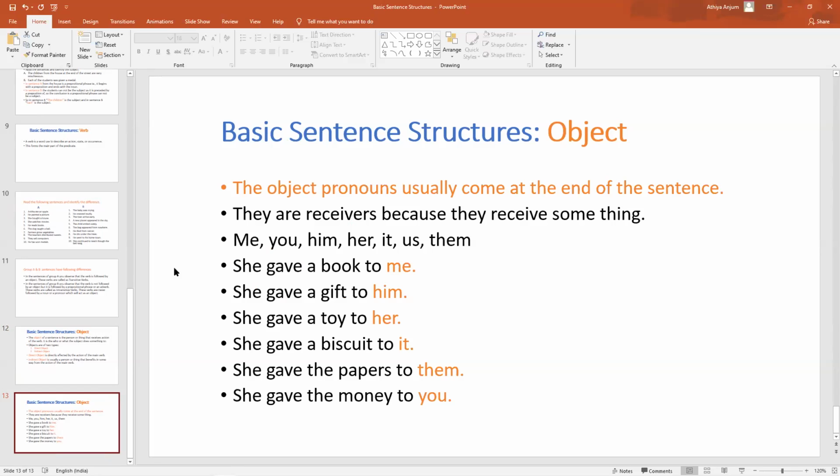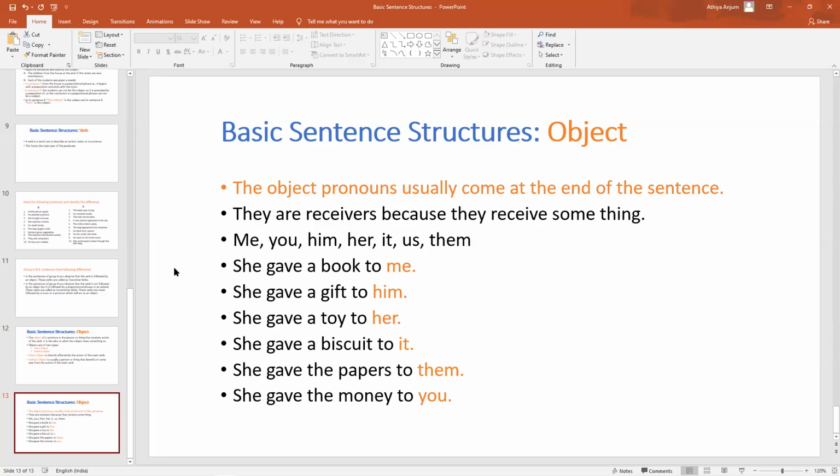Now look at these sentences. She gave a book to me. Usually the object comes after the verb, at the end of the sentence. If there are two objects, the objective pronoun will be at the end of the sentence. She gave a gift to him. To him. You will not say "to he." It becomes him. She gave a toy to her, not she.